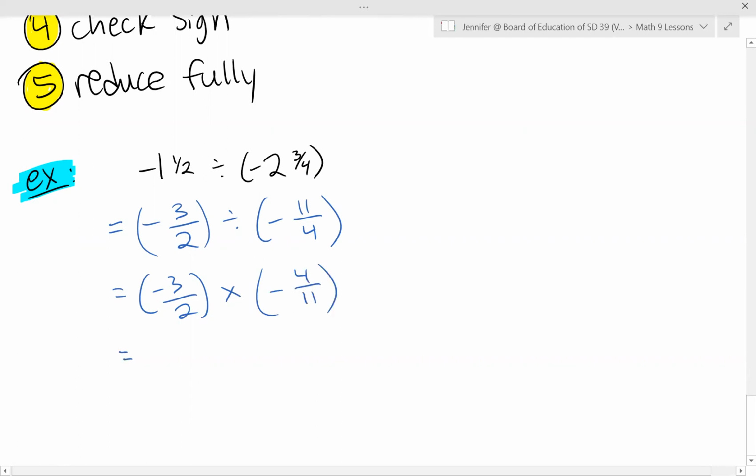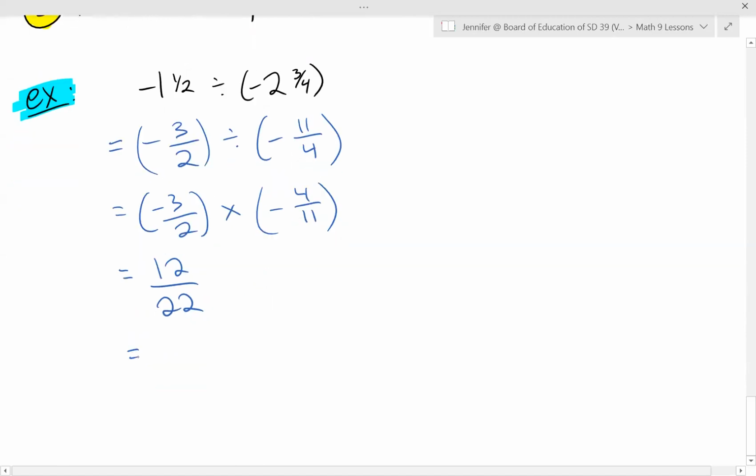Now we multiply like normal. Negative 3 times negative 4 gives us positive 12. 2 times 11 gives us 22. We check if we can reduce any further. Well, these are both divisible by 2. So that would give us 6 over 11. And then that's complete. So that is how you deal with rational numbers in fractional form.